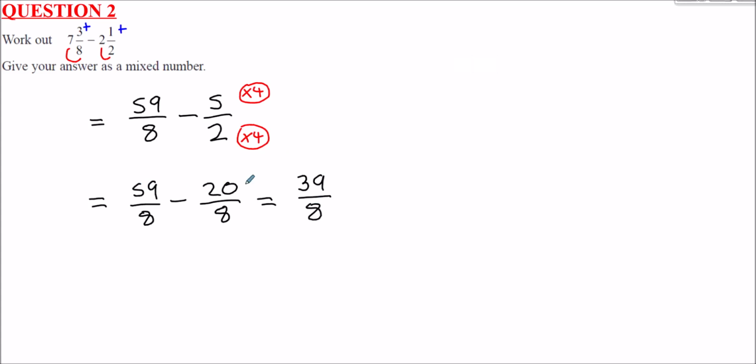I need my answer as a mixed number. My final step, therefore, is to see how many 8s fit into 39. I can fit 4 8s into 39 because 4 times 8 is 32, but 32 is still 7 away from 39. So I have 7 8ths left over. So the answer for that one is 4 and 7 8ths.